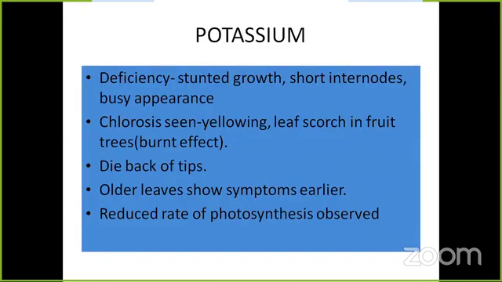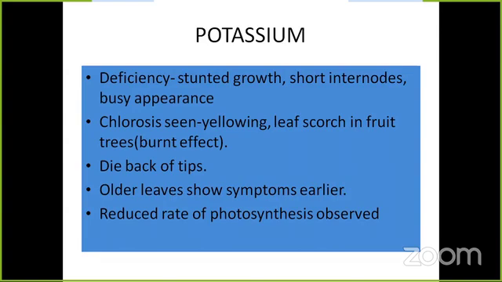Deficiency leads to stunted growth, short internodes, thereby it looks like a bushy appearance. It is bushy, not busy. Bushy appearance. Chlorosis is seen. What is chlorosis? Totally yellowing of the leaf. That is seen. And in some cases, leaf scorch is seen in fruit trees basically. And in some cases of cotton and other plants also it can be seen. So leaves are going to have leaf scorching, means burning. So they look red as if they are burnt.